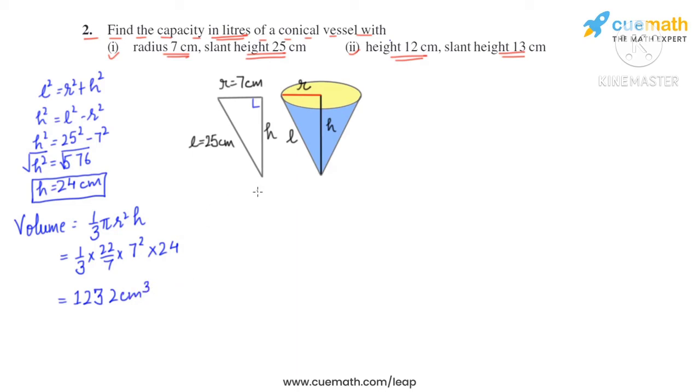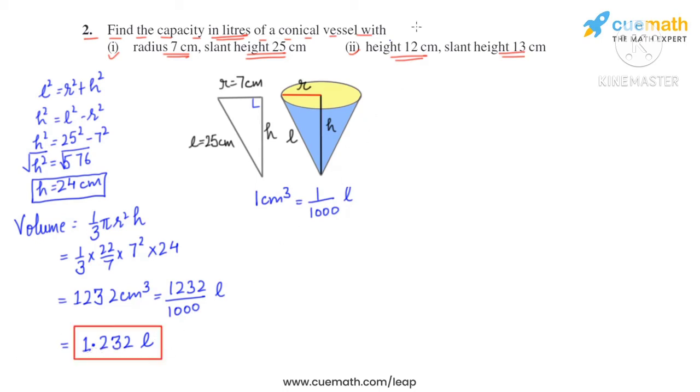We know that 1 cubic centimeter is equal to 1 by 1000 liters. So we'll divide it by 1000. So 1232 divided by 1000 liters will be equal to 1.232 liters. So the capacity of the first part conical vessel is 1.232 liters.